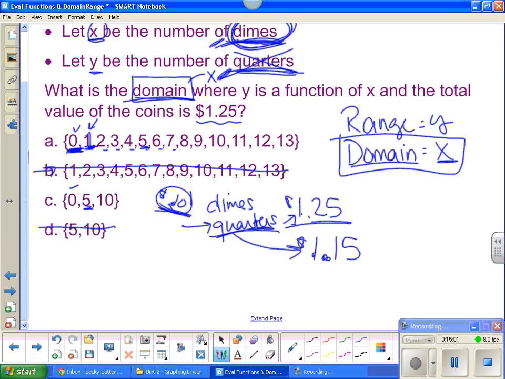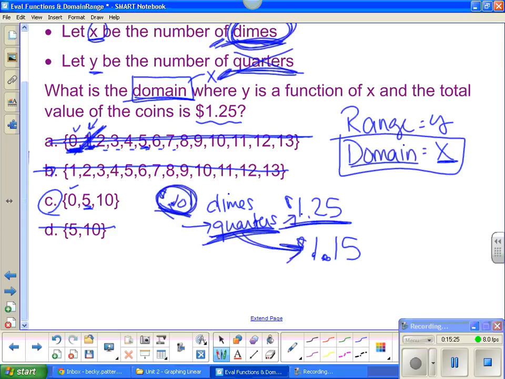If I have 4 quarters, that'll hit $1. But if I add another quarter, that'll take me all the way to $1.25. I don't want to hit $1.25. I already have 10 cents, so I need to hit $1.15. And I cannot do that with all quarters. So I cannot have 1 dime. So he's out. So the answer is C.